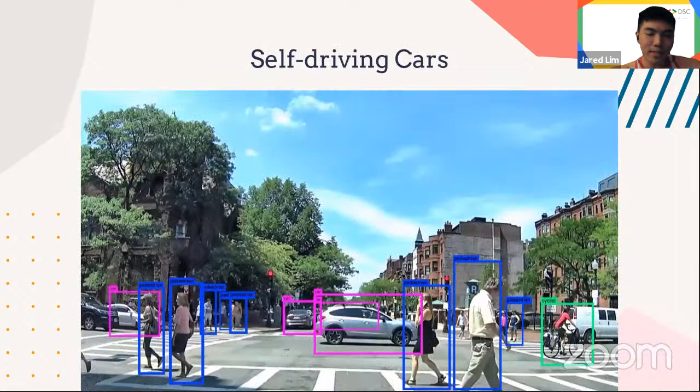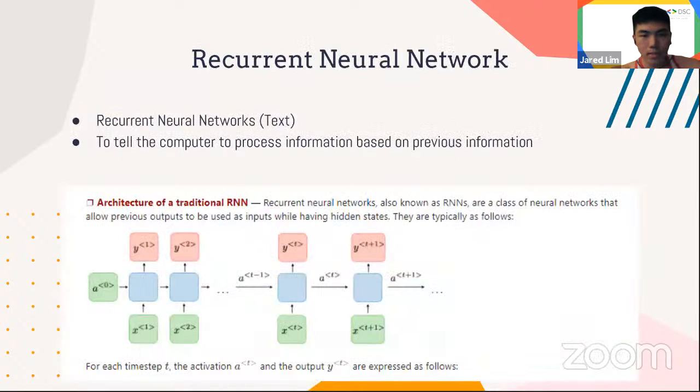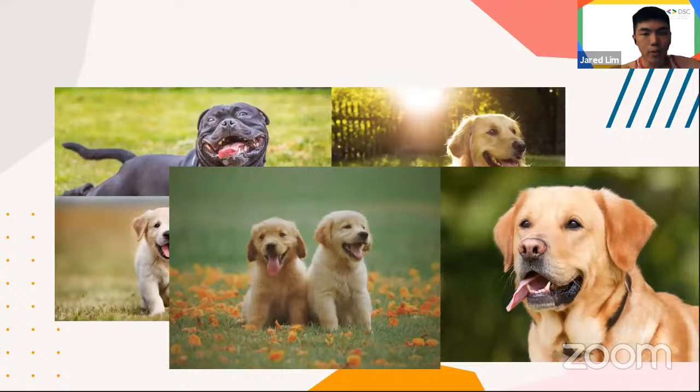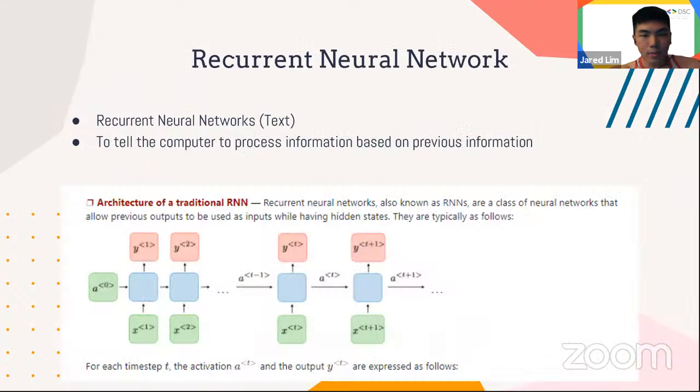Another common example is self-driving cars. This is actually the main technology fueling self-driving technology in cars like Tesla or the NVIDIA technologies. That would be more convolutional neural networks, which are used for images. Another form of neural network is the recurrent neural network, which is mainly used for text. And what we're telling the computer to do is to process information based on previous information.